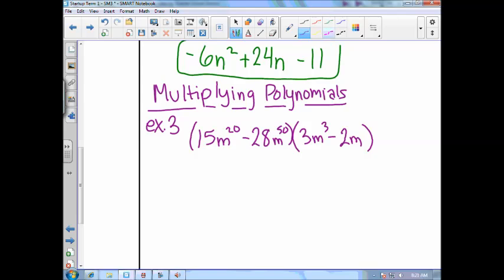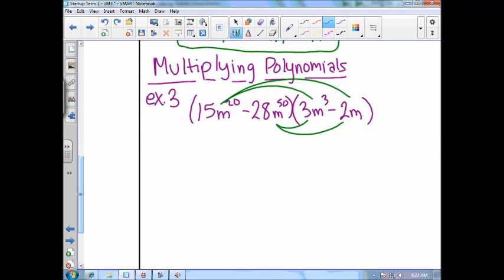Yeah, so, exactly. Does anyone know what the real definition's called? It's called a distribution. We're distributing, and this one's actually going to be a double distribution. Okay, so let's start with the 15m to the 20th power. We're going to distribute it over.